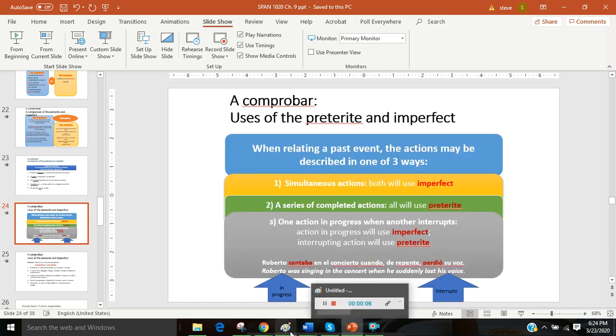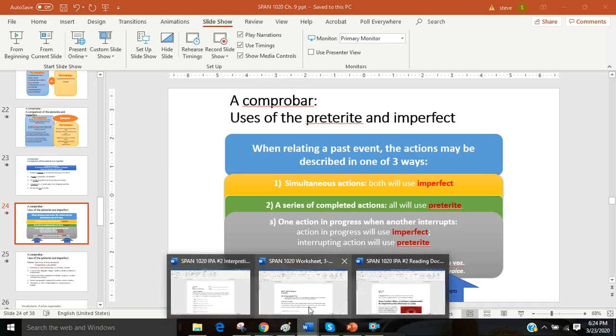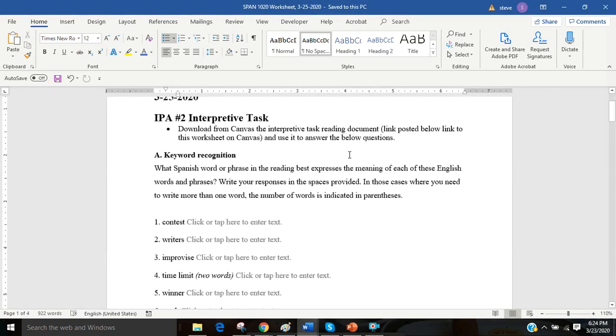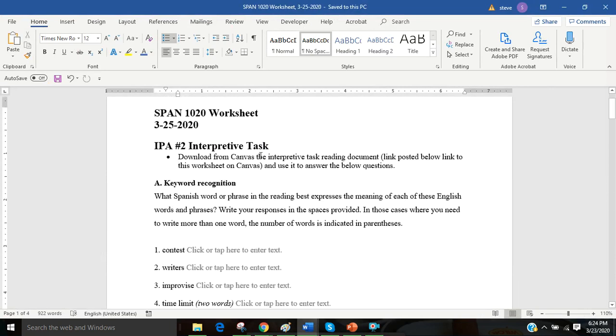Okay, at this point, I would like to jump to our worksheet. And let's talk about the IPA number 2. I'm going to do an interpretive task today.